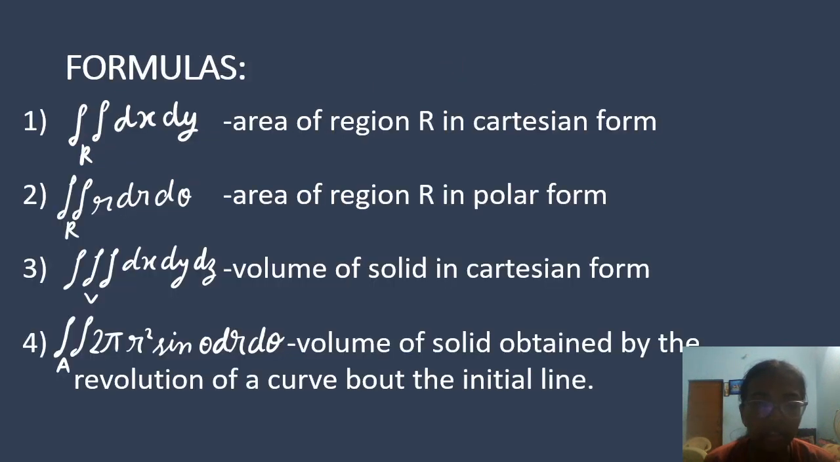Here are the formulas which are used to solve various problems. Double integration dx dy is the formula to find area of region R in Cartesian form. Double integration of r dr d theta is to find area of region R in polar form. Triple integration is used to find volume of a solid in Cartesian form. Double integration of 2 pi r square sin theta dr d theta is to find the volume of solid obtained by the revolution of a curve about the initial line.